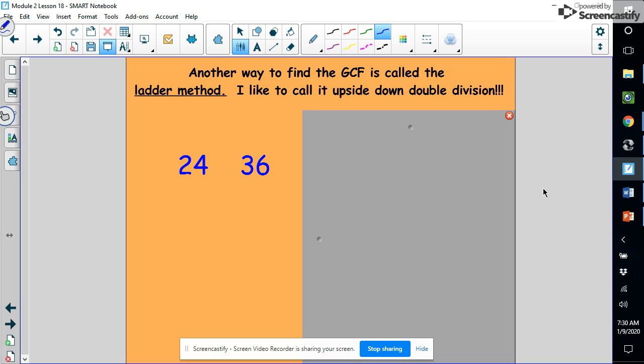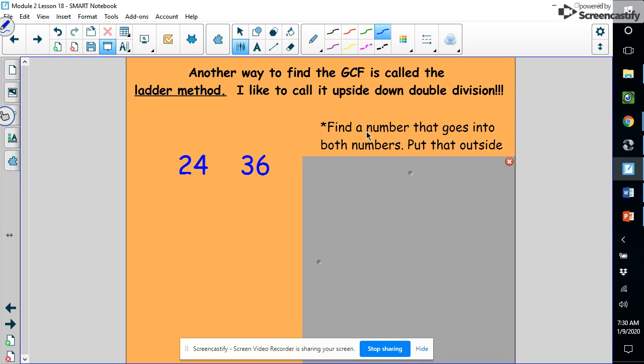To do this, I'm going to have to be thinking about those divisibility rules that we learned as well. My first step is I want to find a number that goes into both numbers. I'm going to put that outside the house. So I'm going to draw a division box that goes upside down and around my two numbers. If I have 24 and 36, I need to think, what's a number that evenly goes into both 24 and 36? Well, they're both even, so I'm going to put 2 outside.